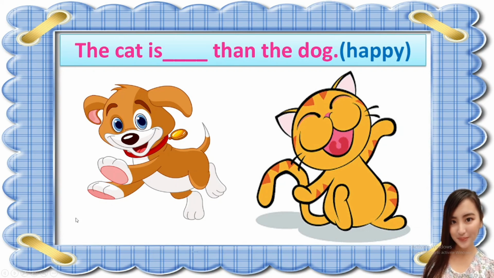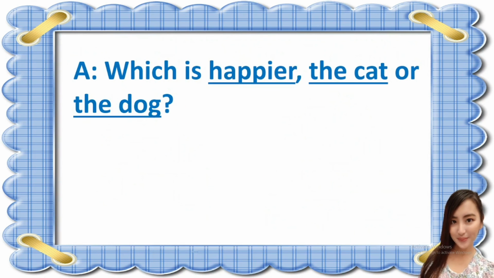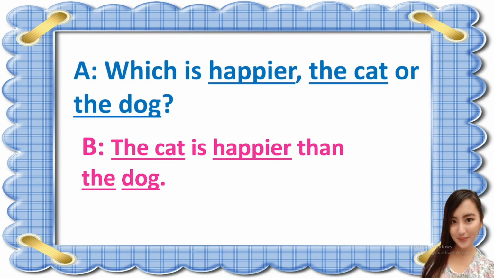Next, we have a dog and a cat. The cat is blank than the dog. The adjective is happy. So how do you form the comparative form of happy? Which is happier, the cat or the dog? The cat is happier than the dog. So happy, we change Y to I plus ER.